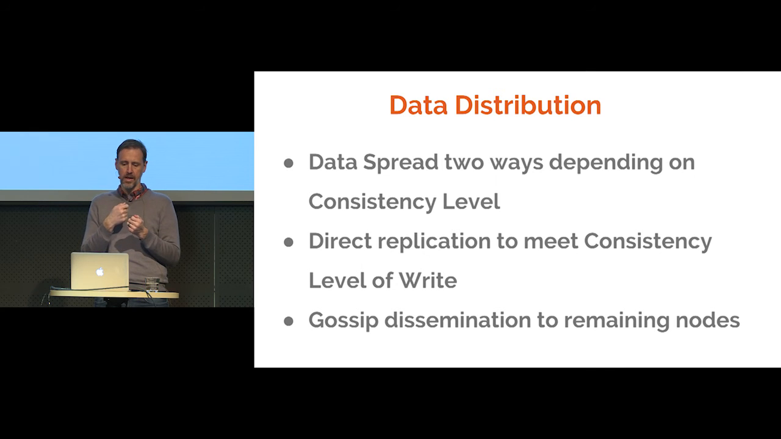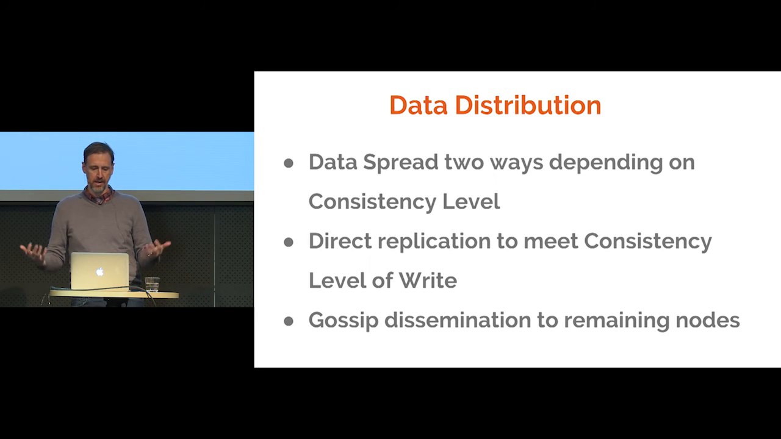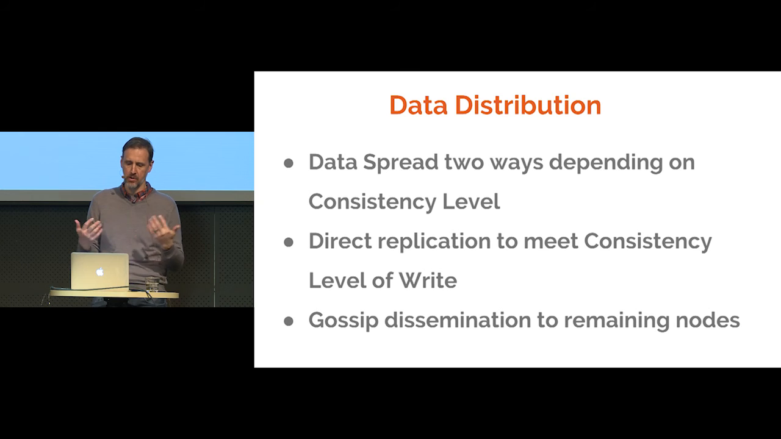And then what happens in the background is, after I've written it to say 2 nodes and I have a 10-node cluster, gossip is going to be used to disseminate the rest of that information. So it'll just be put onto the gossip protocol and spread across the network.